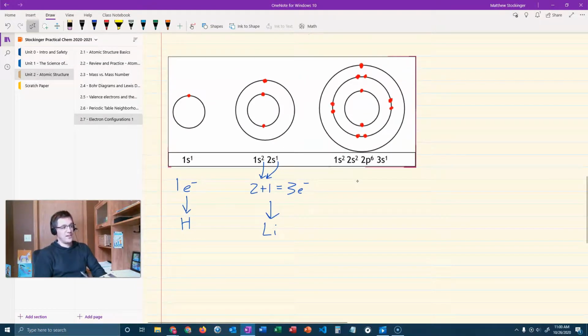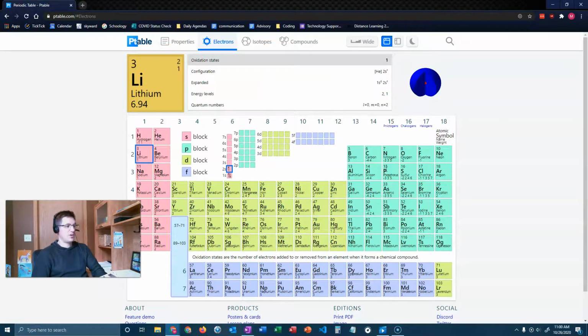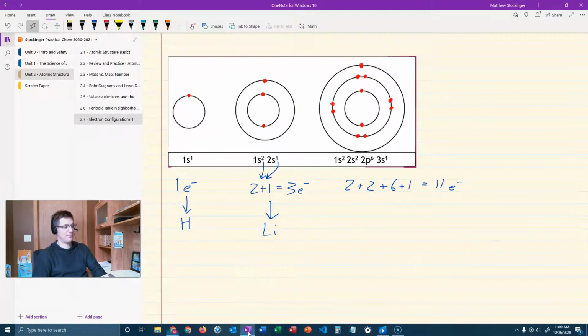Same thing here. I'm just going to add up the superscripts. 2 plus 2 plus 6 plus 1 equals 11 electrons. I go to my periodic table. Number 11 is sodium, Na. And so now I have figured out, using the electron configuration, which element it is. So just one last thing to wrap this up.